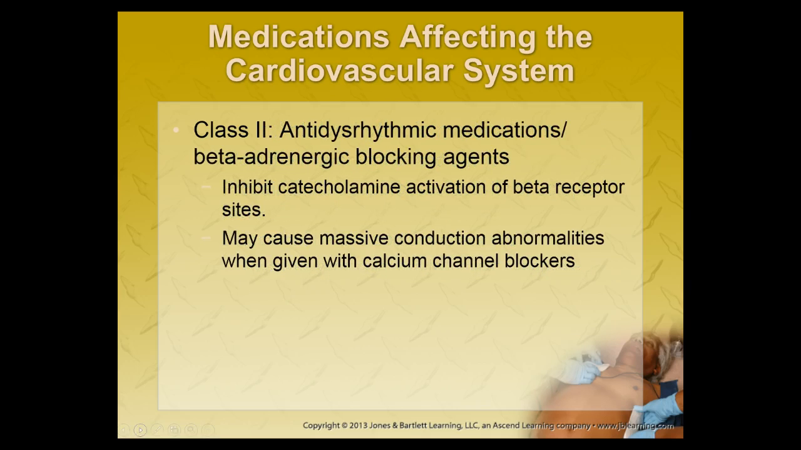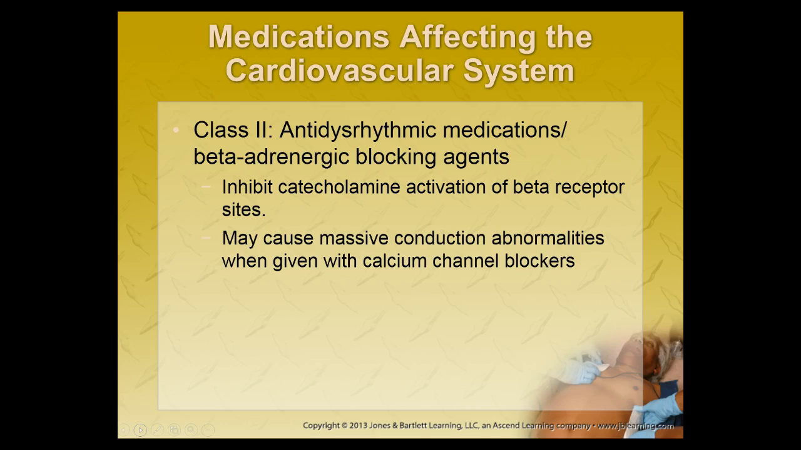Class 2 are beta-adrenergic blocking agents. Remember, adrenergic cells are part of the autonomic nervous system. And what this does is that it inhibits the activation of catecholamine to the beta receptor sites. Now, the interesting part about this is that when given, it may cause massive conduction abnormalities when they're given with calcium channel blockers.